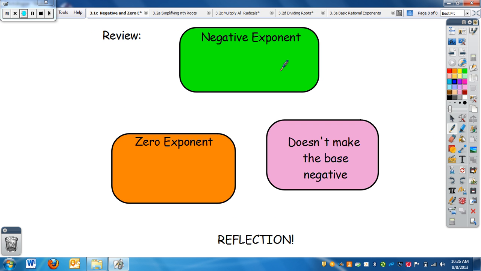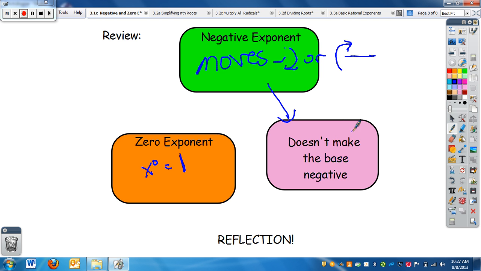Alright, so that is it for your exponent rules in this video. You have negative exponents. Again, all it does, it moves. Okay, if it's in the top, it goes to the bottom. Or it might go from bottom to top. Alright, zero exponents, anything to the 0 power is 1. Again, negative exponents does not make the base negative.